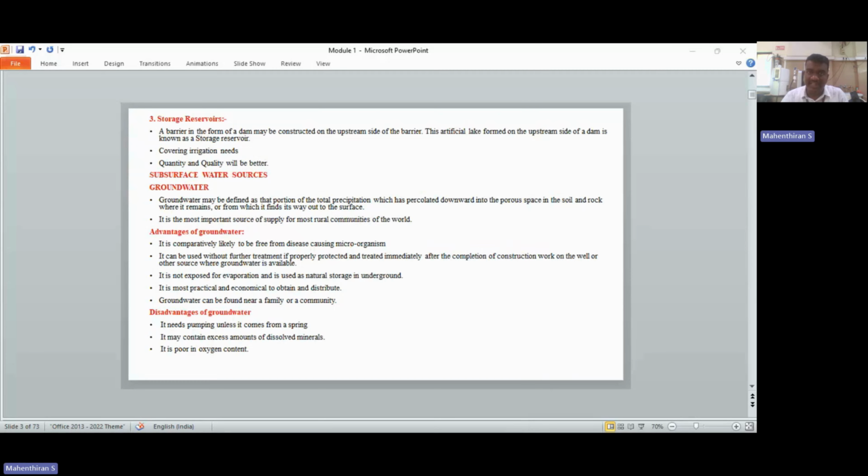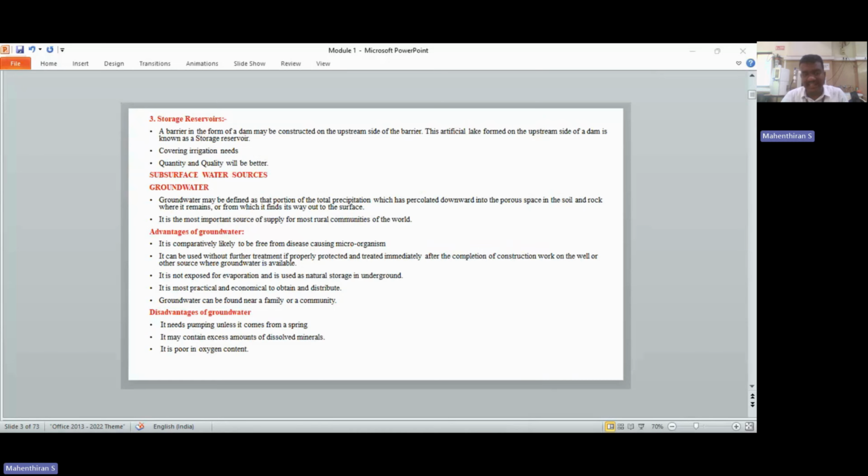And the third one is no evaporation loss. This is a very important point. Surface water bodies like lakes and reservoirs lose water due to evaporation, especially in hot climates. But groundwater is stored underground, so evaporation losses are almost negligible.